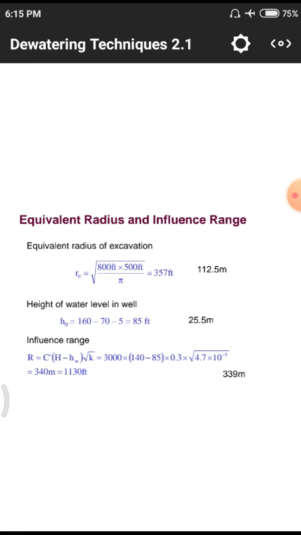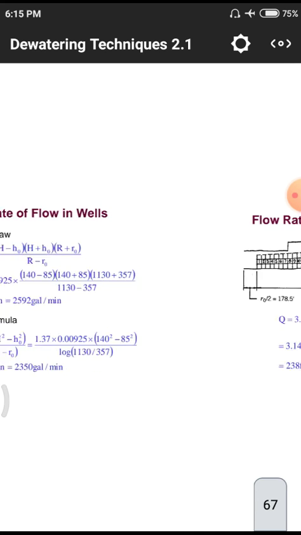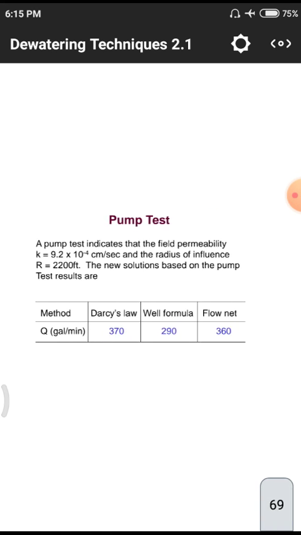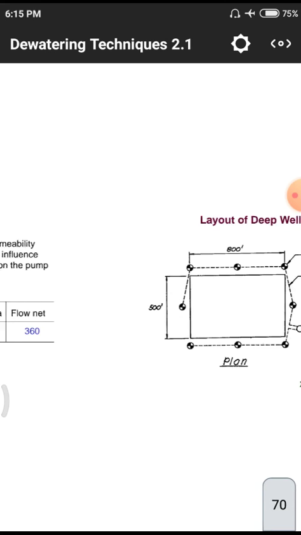I am showing this simply; whenever you need to observe it closely, you have to pause the video and observe it. This is the rate of flow of the wells, where Q means discharge, is directly proportional to head, H, the head of the particular well. It is a single well formula, Darcy formula, double well formula, whatever it is. It is the flow rate into the wells using different flow nets and pumping tests, either Darcy law, well formula or flow net formula, comparing those three discharges.